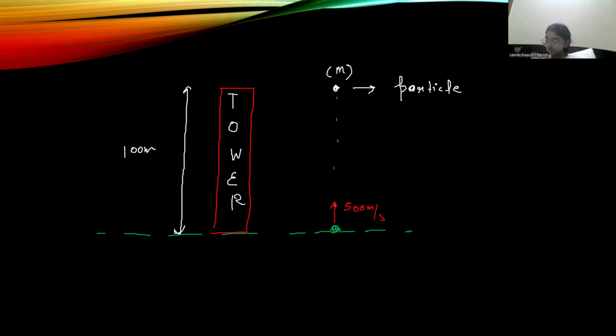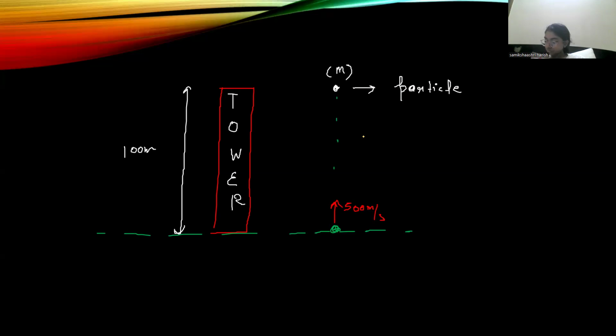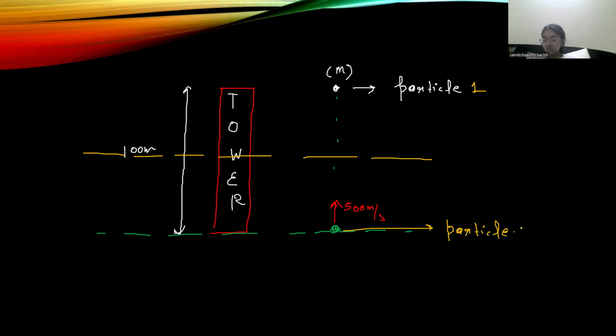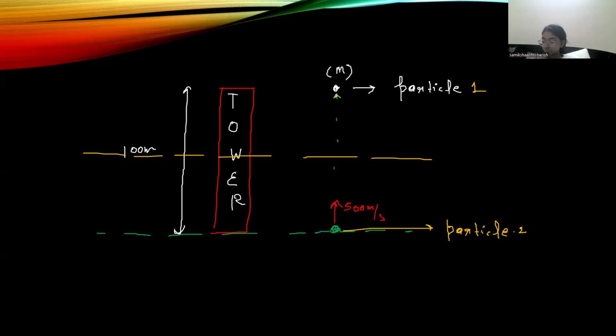Now when they are going to collide, they will collide at time t. This is particle 1, this is particle 2, you can say. If in time t this particle travels x distance, then in the same time this particle must travel 100 minus x. Simply apply equation of motion for particle 1.